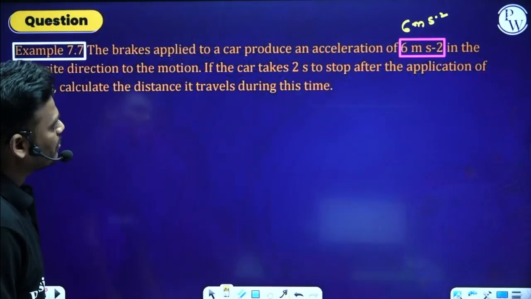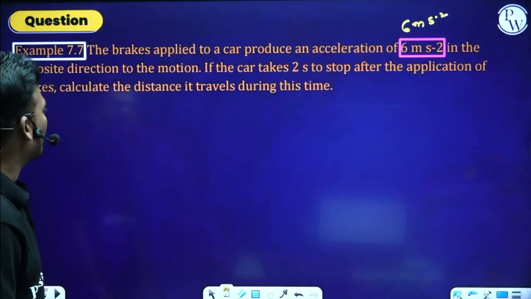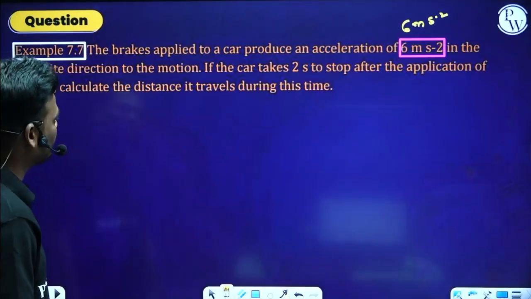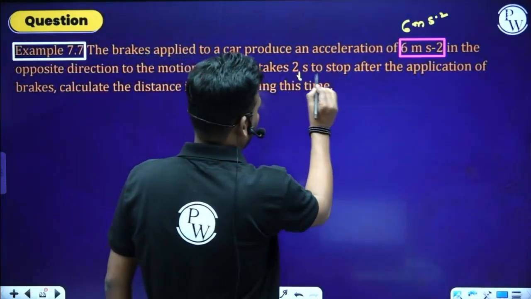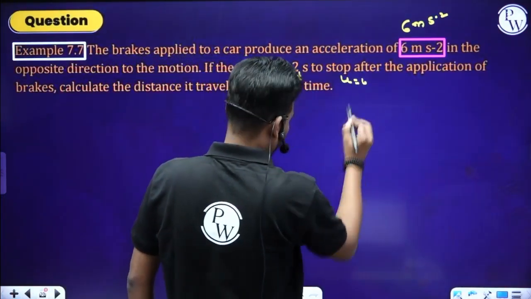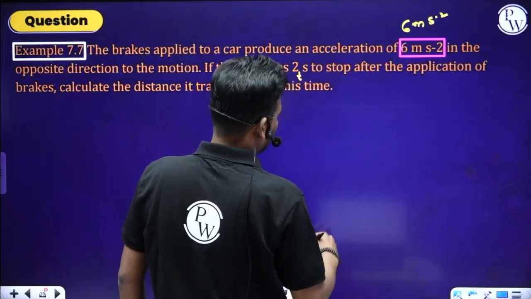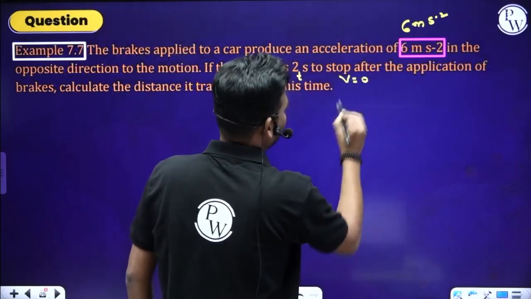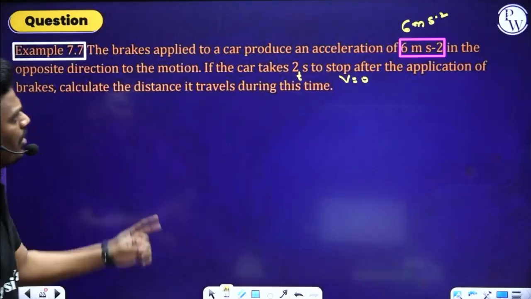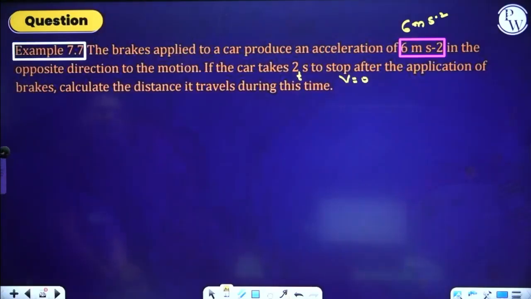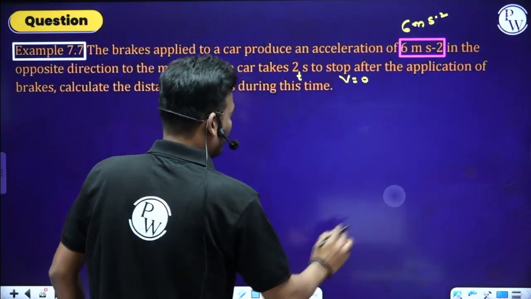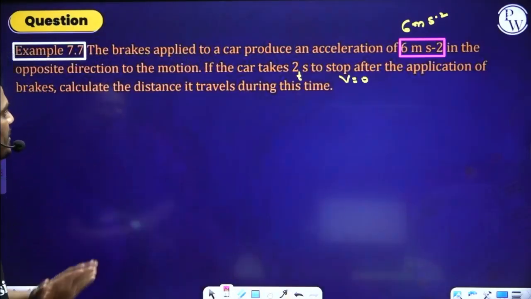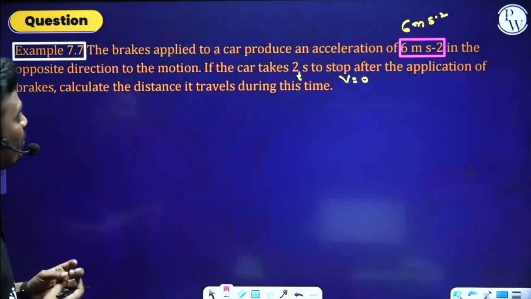If the car takes 2 seconds to stop after the application of the brakes, calculate the distance it travels during this time. Here a time they have given, and stop means final velocity is 0, right? Final velocity becomes 0, and initial velocity we don't need. So calculate the displacement, distance or displacement.